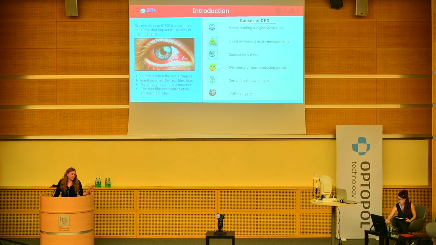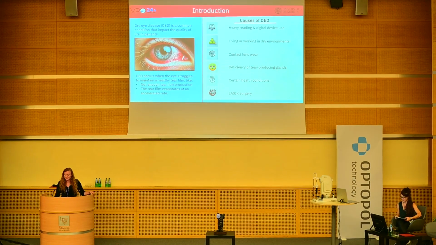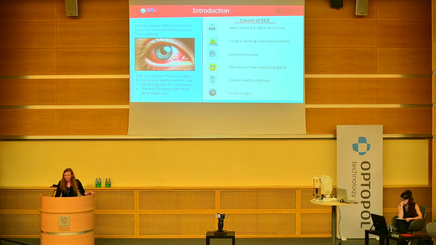So in the previous presentations, it's already been explained what dry eye disease is, so I will make it shorter here. The disease is a prevalent condition that significantly impacts the ocular health of millions globally. Dry eye disease occurs when the eye struggles to maintain a healthy tear film by, for example, not producing enough tears or when the tear film evaporates too quickly. This imbalance can lead to damage of the ocular surface and also discomfort for the patients.